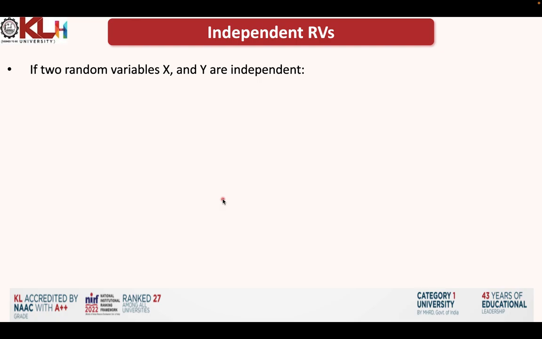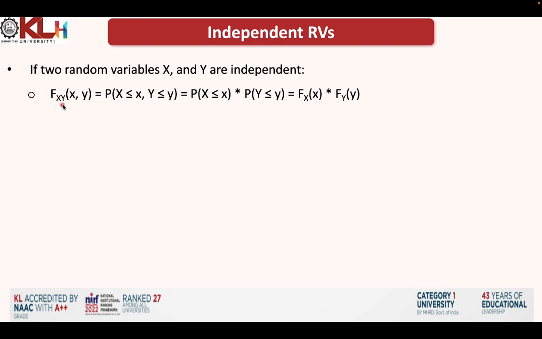Now in the joint case, for two random variables X and Y, they are independent if the joint CDF of X, Y can be written as the multiplication of the individual CDFs. We saw that before already. The same applies to the PDF as well. So the joint PDF is equal to the multiplication of the individual PDFs or PMFs.